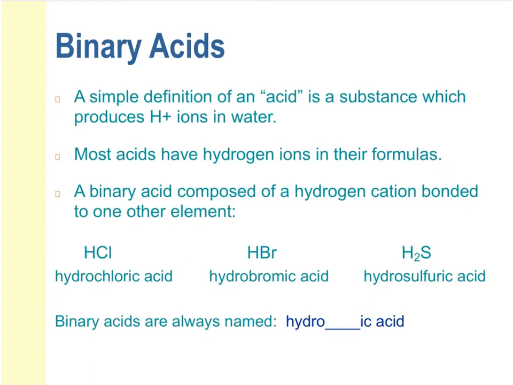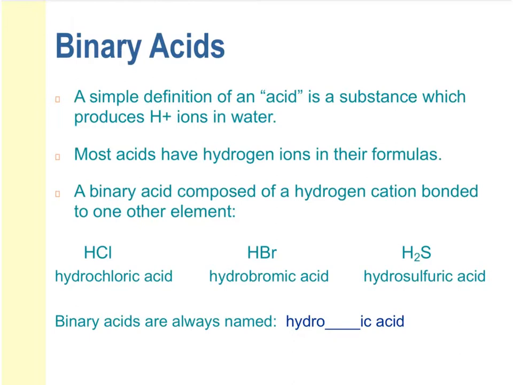Alright, in this quick video we're going to look at how to name acids for the Chemistry 30S nomenclature unit. Acids are molecules which produce hydrogen ions in water. That's a very simple definition of an acid. In grade 12 chemistry we revisit this and we get into a little bit more detail than that.